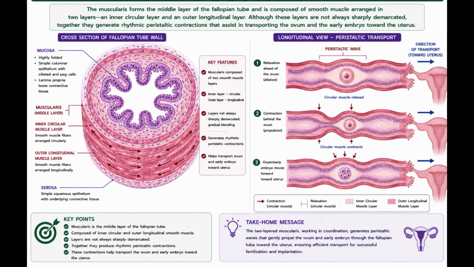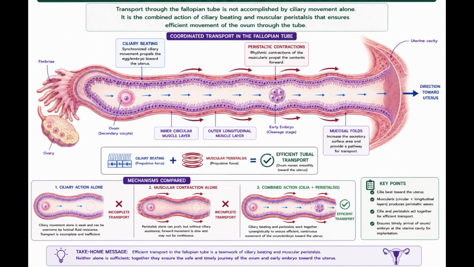The muscularis forms the middle layer of the fallopian tube and is composed of smooth muscle arranged in 2 layers, an inner circular layer and an outer longitudinal layer. Although these layers are not always sharply demarcated, together they generate rhythmic peristaltic contractions that assist in transporting the ovum and the early embryo toward the uterus. It is important to remember that transport through the fallopian tube is not accomplished by ciliary movement alone. Instead, it is the combined action of ciliary beating and muscular peristalsis that ensures efficient movement of the ovum through the tube.